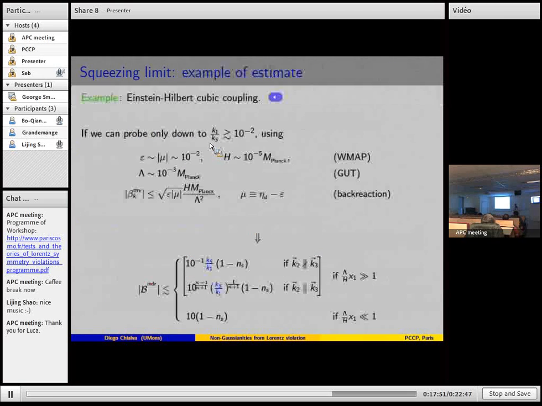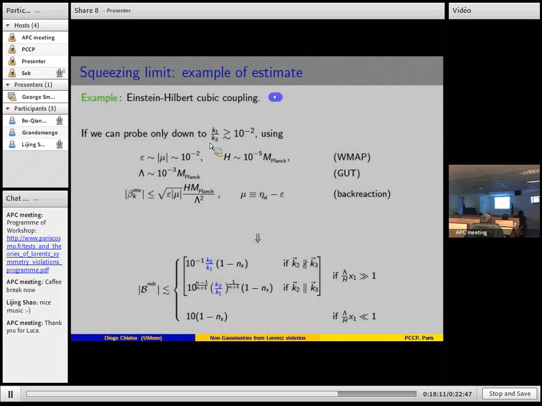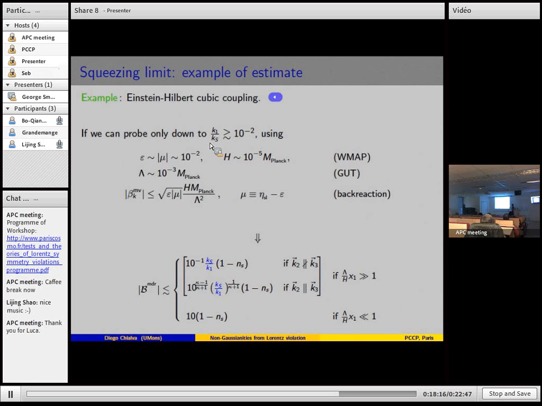Let me give you an example with some numbers. I again take the Einstein-Hilbert cubic coupling, why not? And then I use a set of parameters taken from WMAP, the more or less value of the slow-roll parameters, and the value of H, the Hubble rate, in terms of M Planck. Then, for example, let's imagine that my Lorentz violation occurs at a scale which is more or less the GUT scale, 10 to the minus 3 M Planck. Why not? And of course, I have to take into account the backreaction constraint, which constrains my Bogoliubov parameter to be of this form.